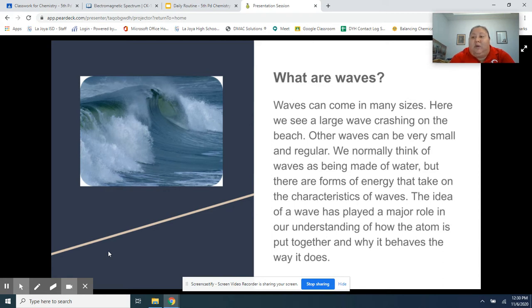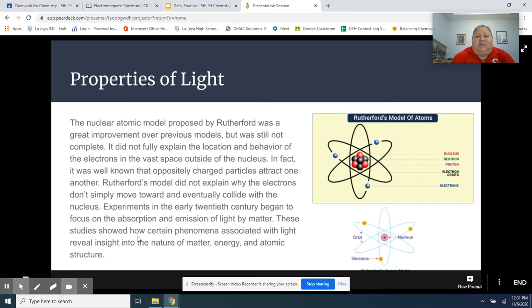Okay. Big waves, okay, they're okay. You can be exposed to large waves of electromagnetic radiation. Small electromagnetic radiation, smaller waves, those are the dangerous ones. Okay. And let's continue. All right. So we're going to start off by talking about properties of light.